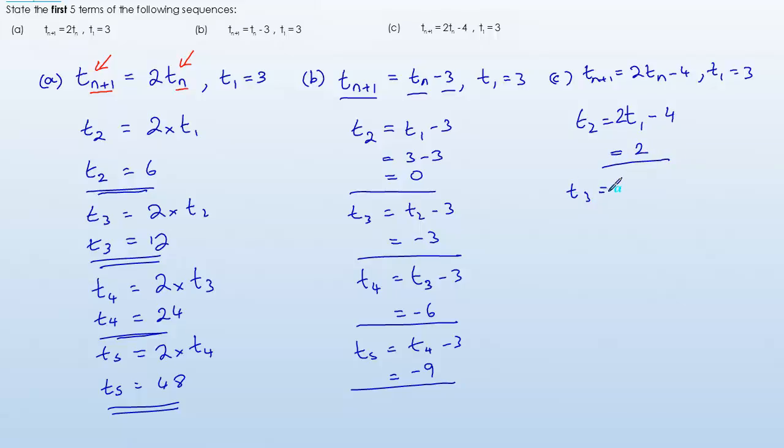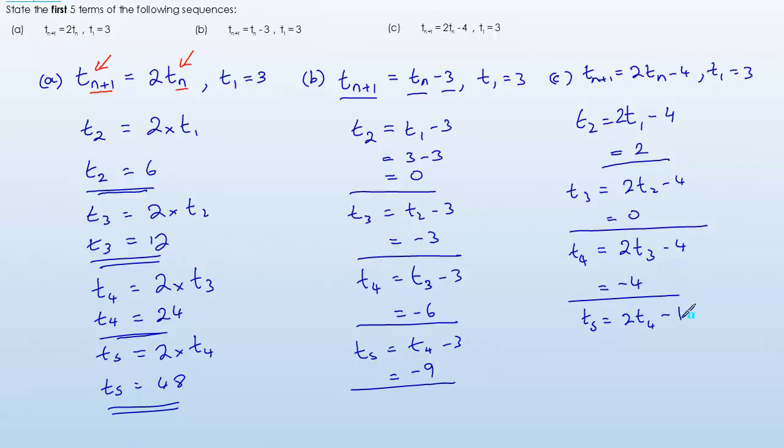Then T3 is going to be twice T2 take away 4. So it's going to be 4 take away 4 is 0. Then T4 would be twice T3 take away 4. And that's going to be 0 take away 4 is negative 4. And then T5 will be twice T4 take away 4. So that's going to be negative 8 take away 4, negative 12.